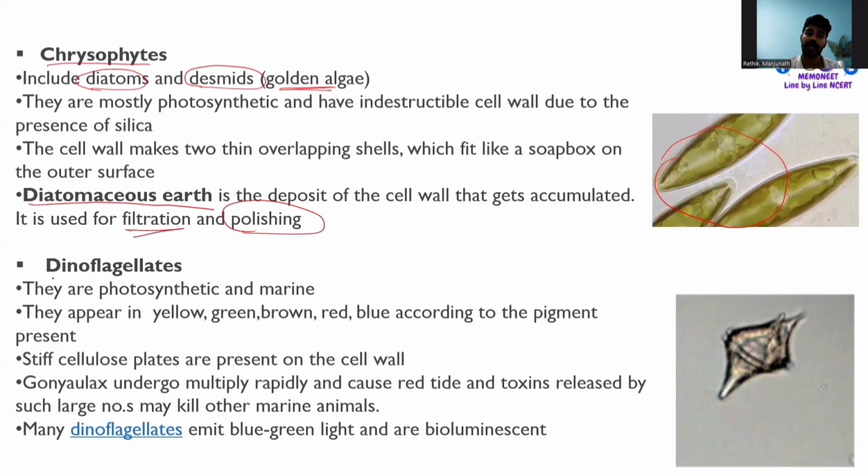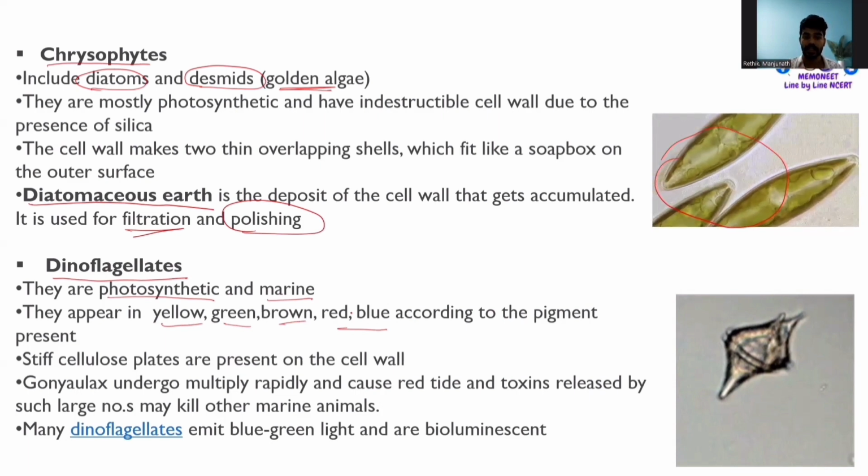The second subclass is the dinoflagellates. Dinoflagellates are photosynthetic in nature, and most of them are marine. As you can see in this diagram, they normally appear yellow, green, brown, red, as well as blue in color, according to what kind of pigment is present.